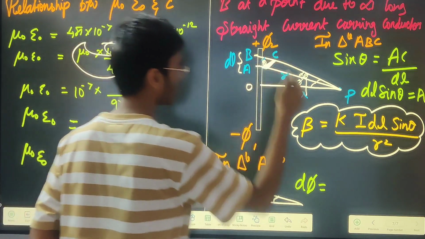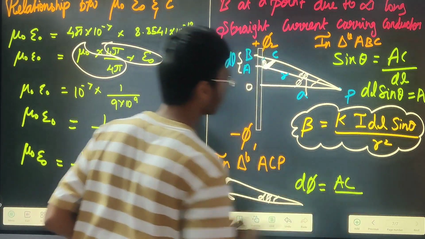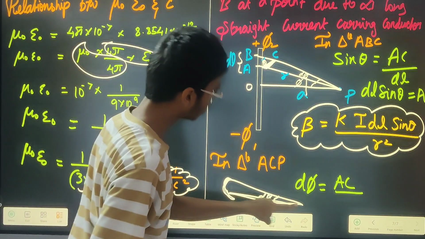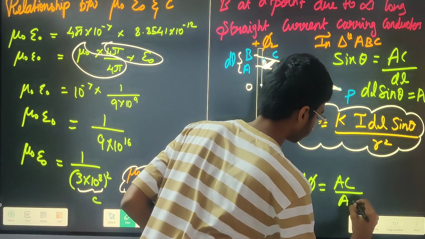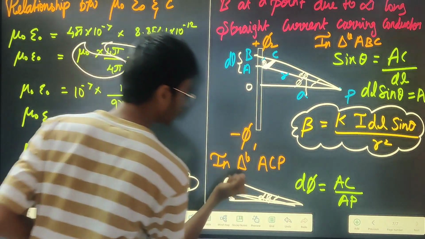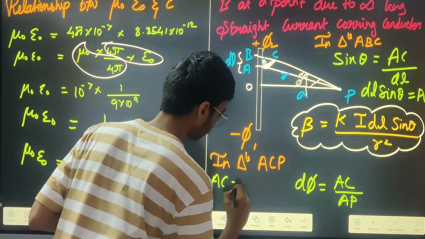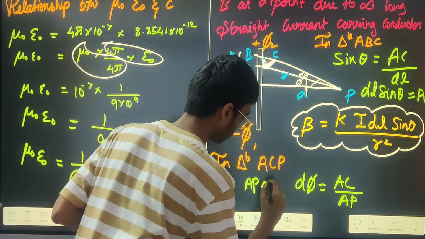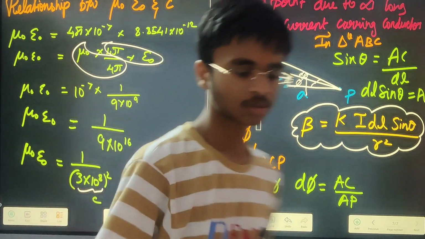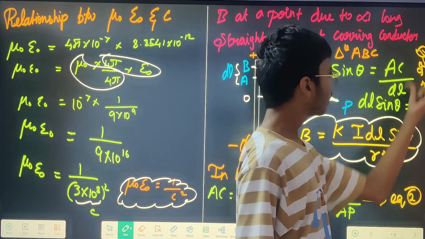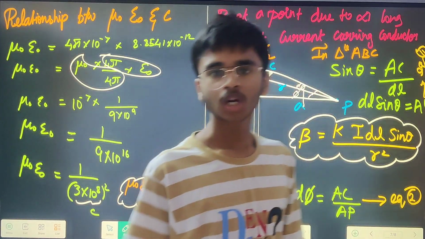Okay, so what is arc length? It is equal to AC divided by this total length, which is going to be AP. Okay, so AC is equal to AP into d phi. If I take this equation as equation 2 and the earlier one as equation 1, then what will be happening?